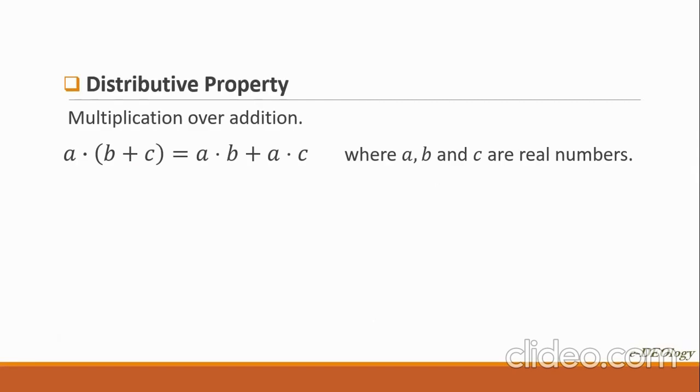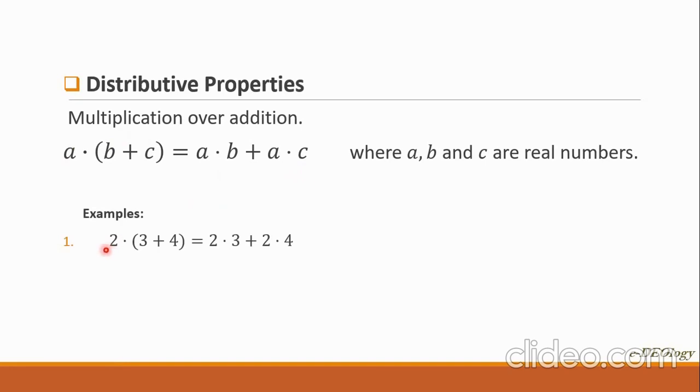Let us begin with the distributive property of multiplication over addition. Let us consider 3 letters representing real numbers A, B, C. Here, A is multiplied to the group of B plus C. So this A is distributed to the B and to the C, and this is A times B plus A times C.